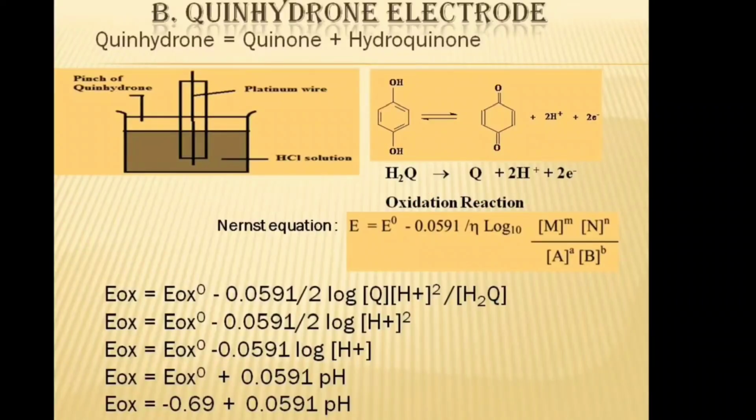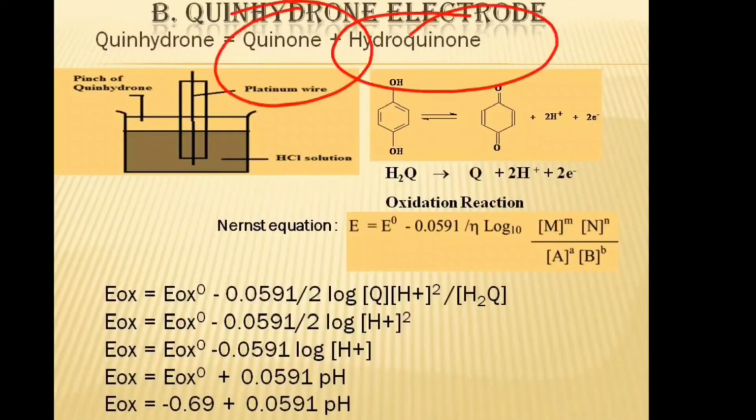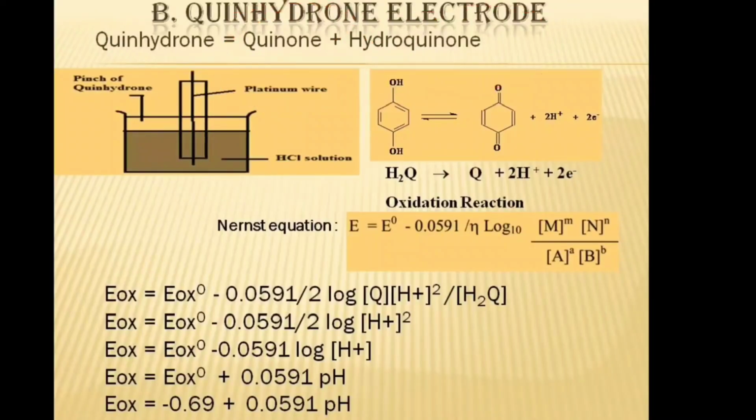So this equation becomes E oxidation of quinhydrone electrode is equal to E0 oxidation of quinhydrone electrode minus 0.0591 upon 2. Now here, see, the number of electrons is 2, that's why the value of n is 2. Log to the base 10 of Q into concentration of H+ squared, that is the product side, divided by concentration of H2Q. Now since this is an equimolecular mixture, Q and H2Q get cancelled because both concentrations are the same. So this equation becomes E oxidation is equal to E0 oxidation minus 0.0591 upon 2 log concentration of H+ squared.